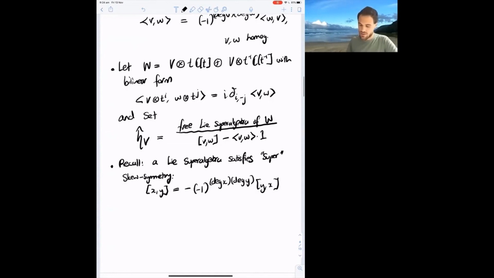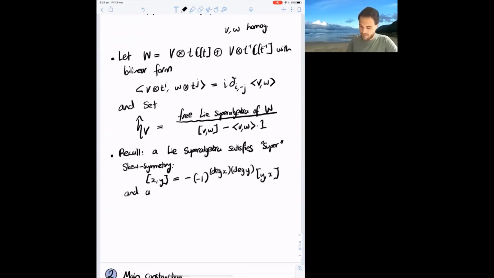And then there's also a corresponding super Jacobi identity, which you form in the same way. I won't write that down. But that's what a Lie superalgebra is. And then hopefully it's believable that there is such a thing as a free Lie superalgebra on a vector space. So we form that for W, and then you quotient out by this relation. Hopefully that's not too confusing. The object we get is quite comparable to what we had before.